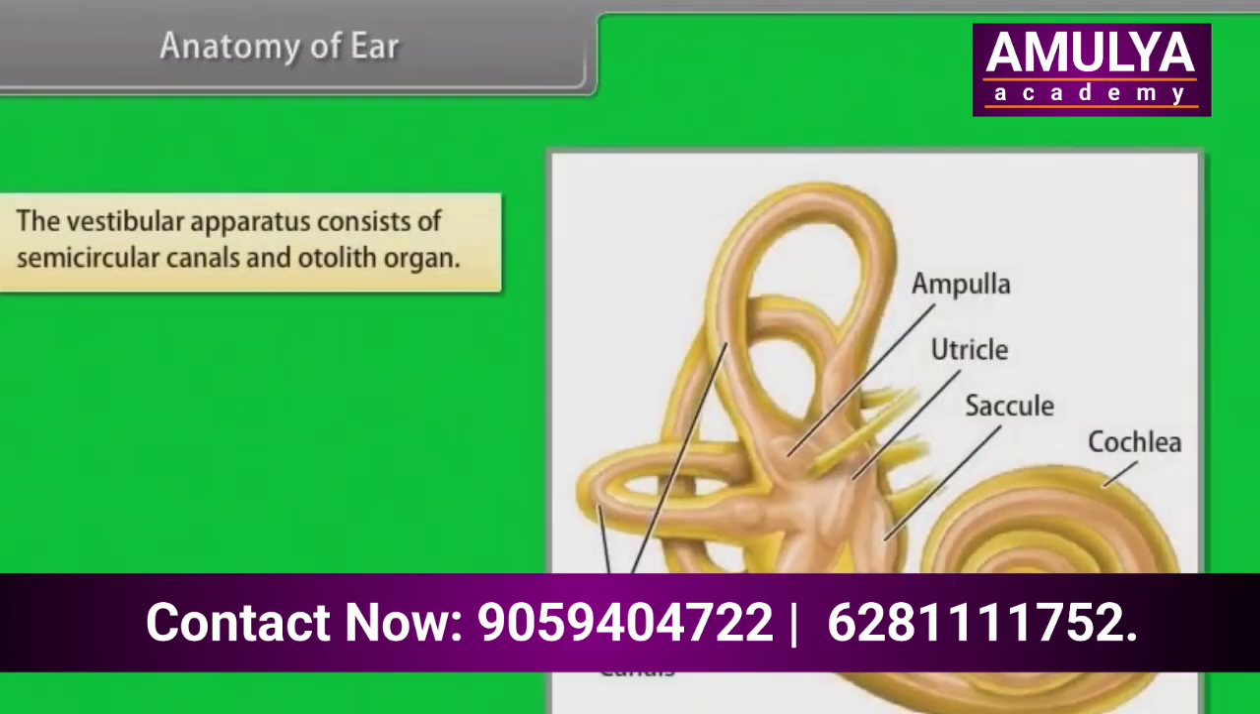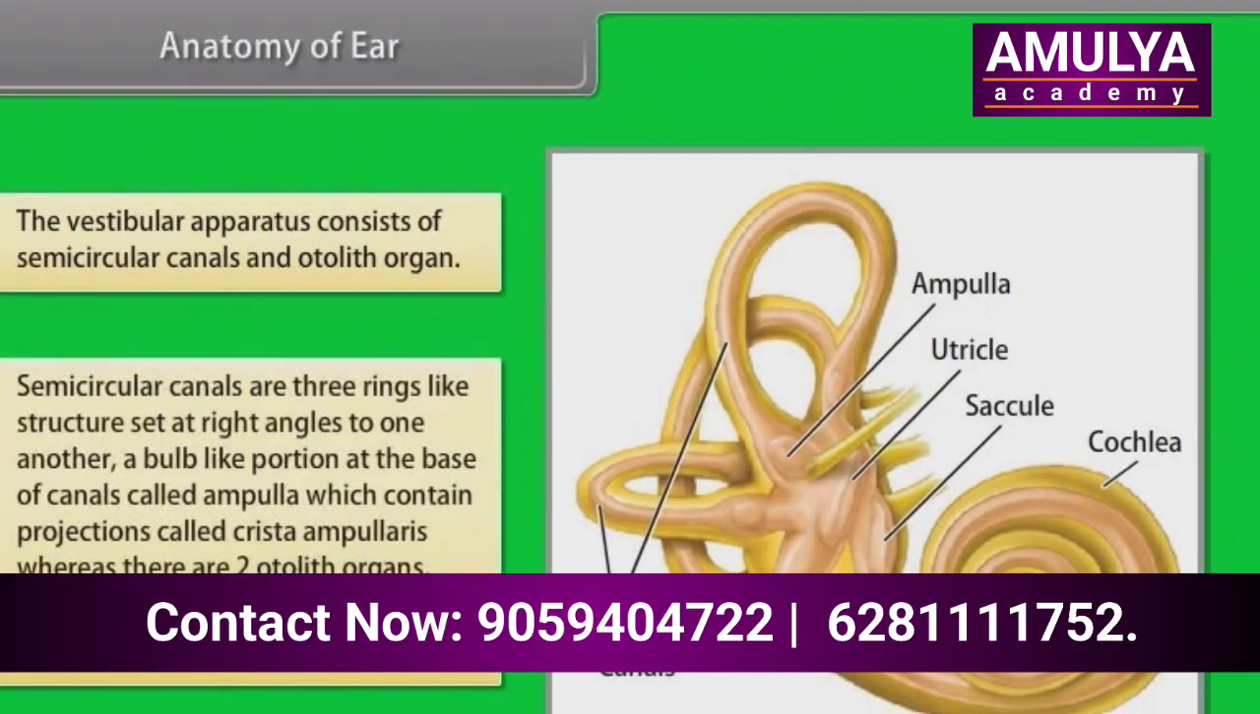The vestibular apparatus consists of the semicircular canals and otolith organs. Semicircular canals are three ring-like structures set at right angles to one another, with a bulb-like portion at the base of the canals called the ampulla, which contains projections called crista ampullaris, whereas there are two otolith organs, the utricle and saccule, which contain projections called macula.